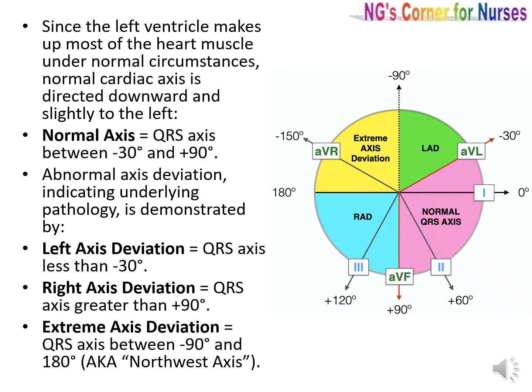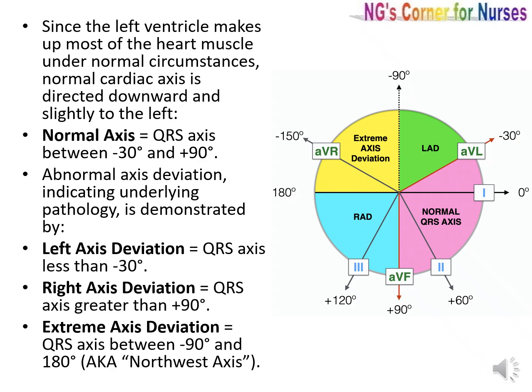Since the left ventricle makes up most of the heart muscle under normal circumstances, the normal cardiac axis is directed downward and slightly to the left. The QRS axis between minus 30 degree and plus 90 degree. Here the purple color denotes the normal axis.